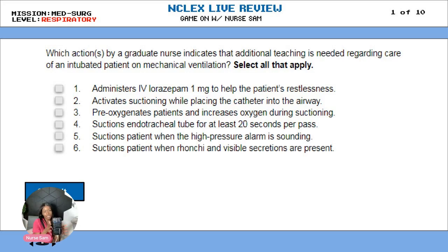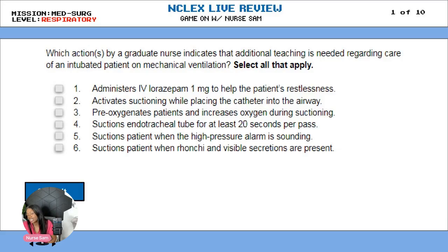So now let's go ahead and get started with our first pulmonary question. And again, we are learning and practicing how to answer select all that apply questions. And the best way to do that is through practice and repetition. Okay. Let's get into this one.